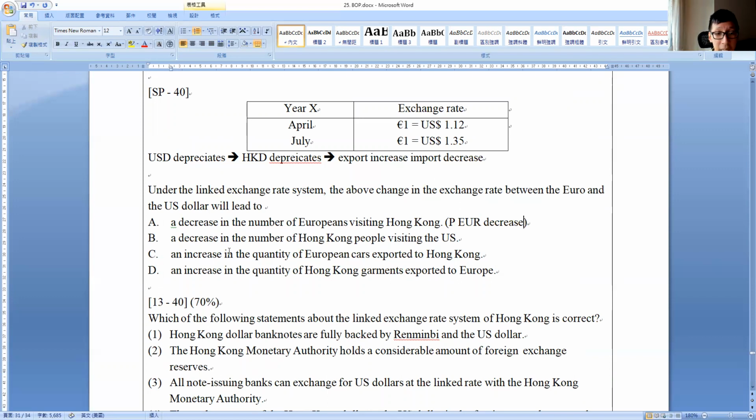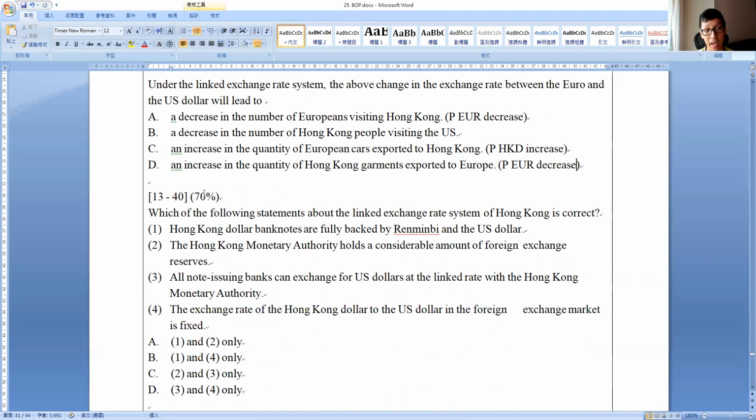好啦 C, increase in the quantity of European cars exported to Hong Kong. Now remember, the price in terms of Hong Kong dollar have increased. Therefore, I should import less. So answer would be D. Increase in the quantity of Hong Kong garments exported to Europe. Yes, because again, the price in terms of euro has decreased. 係咪平咗啊？想買多啲咯。So answer should be D. Okay, 好嘛？好啦，嗱 next one，嗱 you see 70% 都幾多人啱㗎 係嘛?